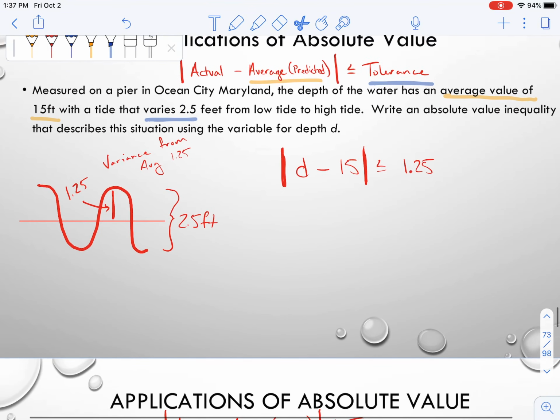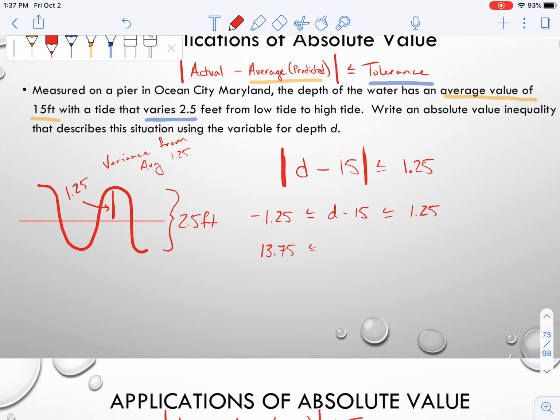So if we come back up here, if I go to solve this, I have an absolute value inequality as a less than, so I'm going to make this a three-part inequality. I'm going to take this quantity on the right and put it on the left with a negative: negative 1.25 is less than or equal to d minus 15, which is less than or equal to 1.25. And when I add the 15 to all three parts, we're going to have 13.75 less than or equal to d, less than or equal to 16.25. So the average depth at this particular pier is going to be anywhere between 13.75 feet and 16.25 feet.